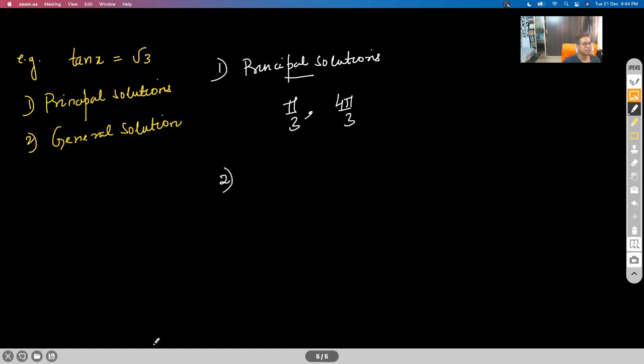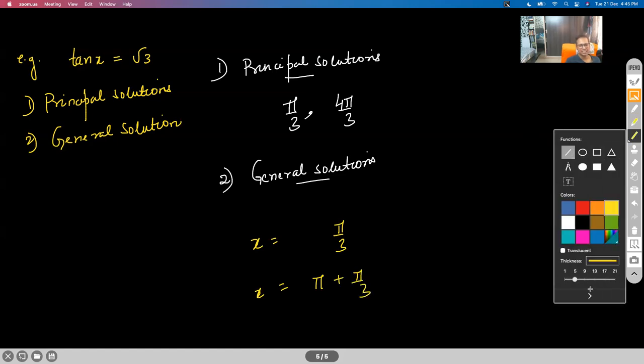Okay, tan pi by 6 will give you 1 by root 3. Got it, Slok? But our question was tan x equal to root 3. So 60 degrees and 240 degrees, which is your 4 pi by 3, that becomes your principal solutions. Now, the general solutions. For the general solutions, we need to observe the pattern. So let me start with pi by 3 itself. And then 4 pi by 3 is like pi plus pi by 3.